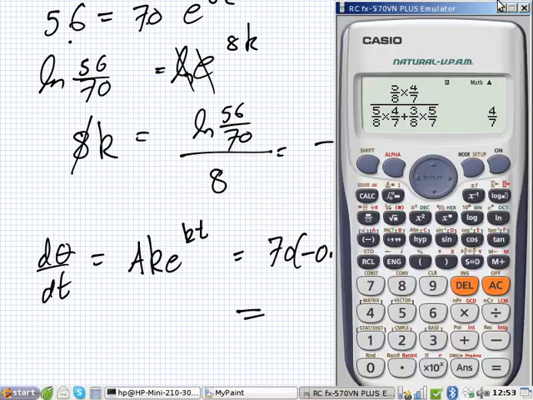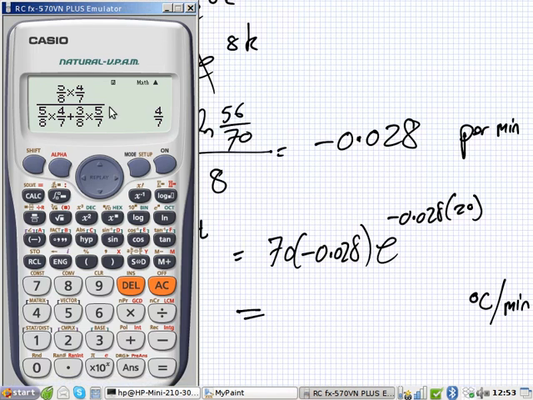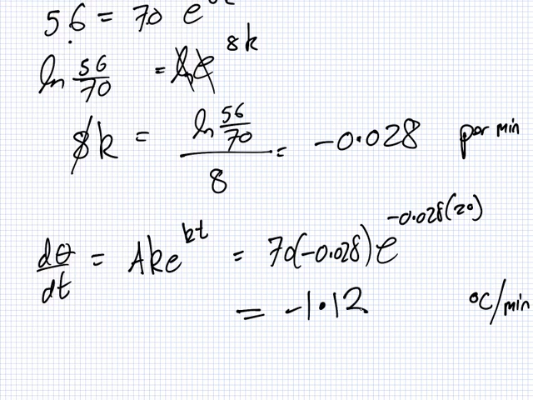So what is this on the calculator then? 70 times minus 0.028 times e to the power of minus 0.028 times 20, which is minus 1.12. Roughly speaking, what this means is after 20 minutes, the temperature is losing about 1 degree per minute. That's how quickly it's cooling down. So at 21 minutes, we expect it to be roughly 1 degree cooler than at 20 minutes. So it's increasing then, yeah.